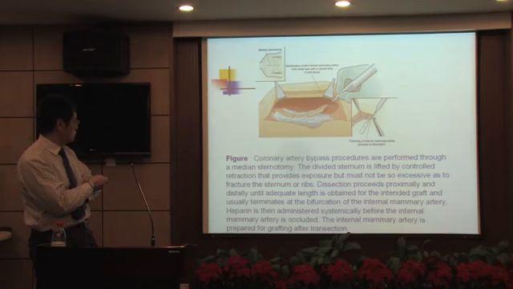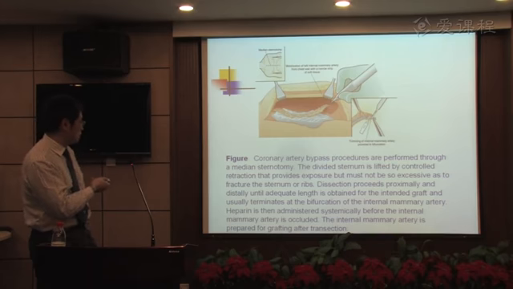And dissection proceeds proximally and distally until adequate length is obtained for the intended graft, and usually terminates here, at the bifurcation of the internal mammary artery. And heparin is then administered systemically before the internal mammary artery is occluded. The internal mammary artery is prepared for grafting after transection. It's prepared like this.